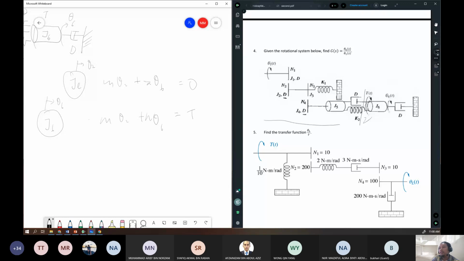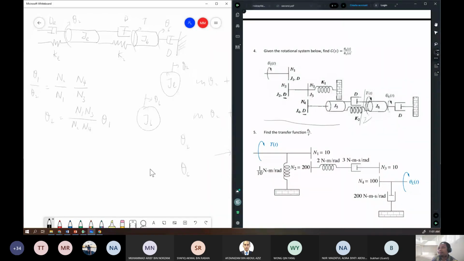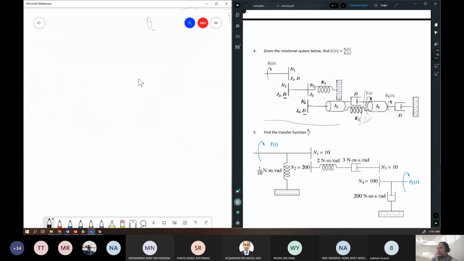So arrange in matrix and then find theta 2, then find theta 6, and then find theta 6 over theta 2 or theta 1. You have to find theta 2 and theta 6, twice the calculation, then find theta 6 over theta 2. You can show me to check your answer. I don't have the answer. So that's for question number 4. A little more, so let's look at question number 5.